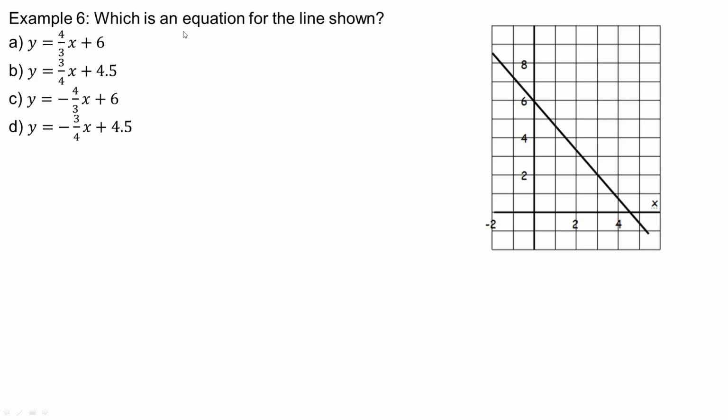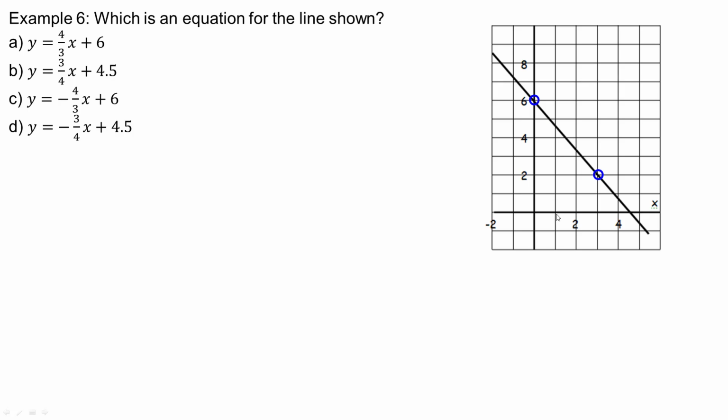Example number 6. Which is an equation for the line shown? We're given 4 different equations here. The first thing we're going to do is plot a couple of points. You pick places where you're very certain you know the exact coordinates of the point. For example, this point here wouldn't be a very good point to use, or this point here, because it's very difficult to identify exactly what the x and y coordinates are.